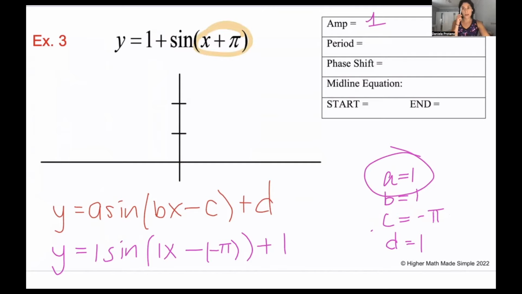The midline equation is y equals d, and d is 1. So y equals 1 is right over here. So that's going to be the midline.